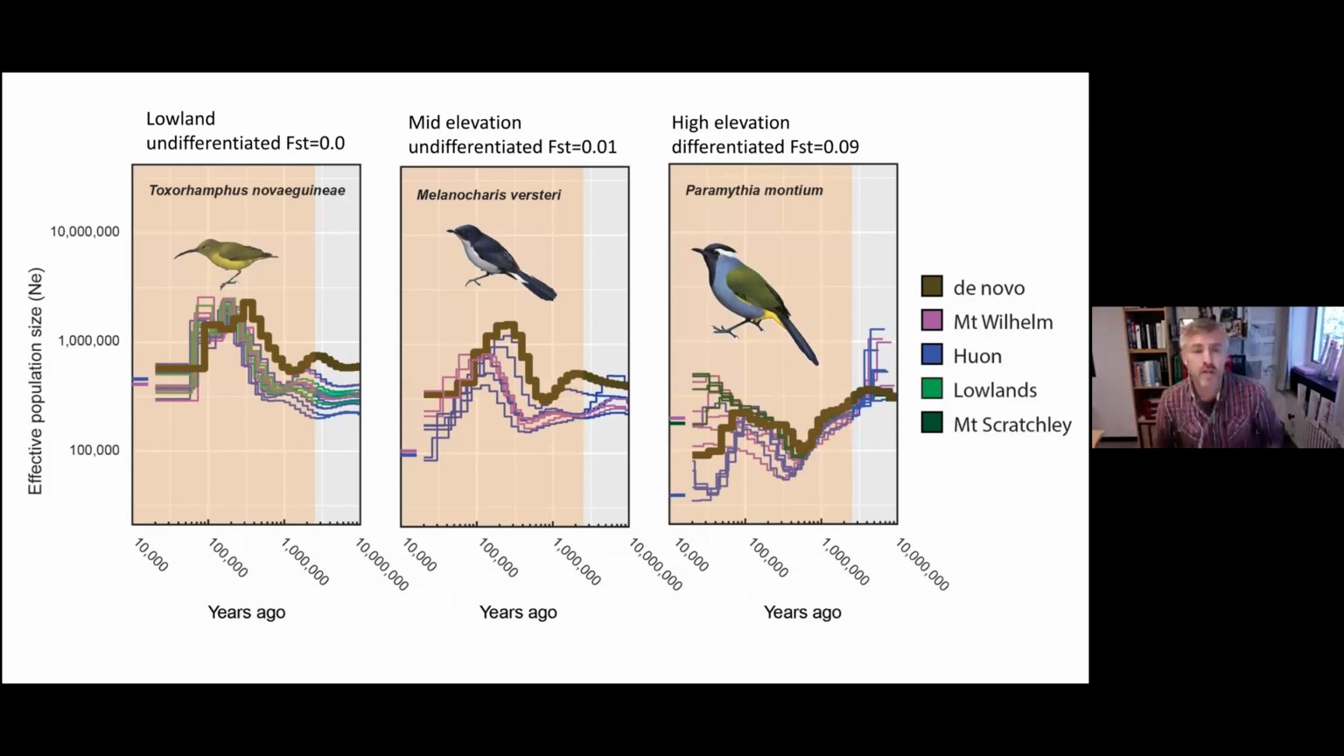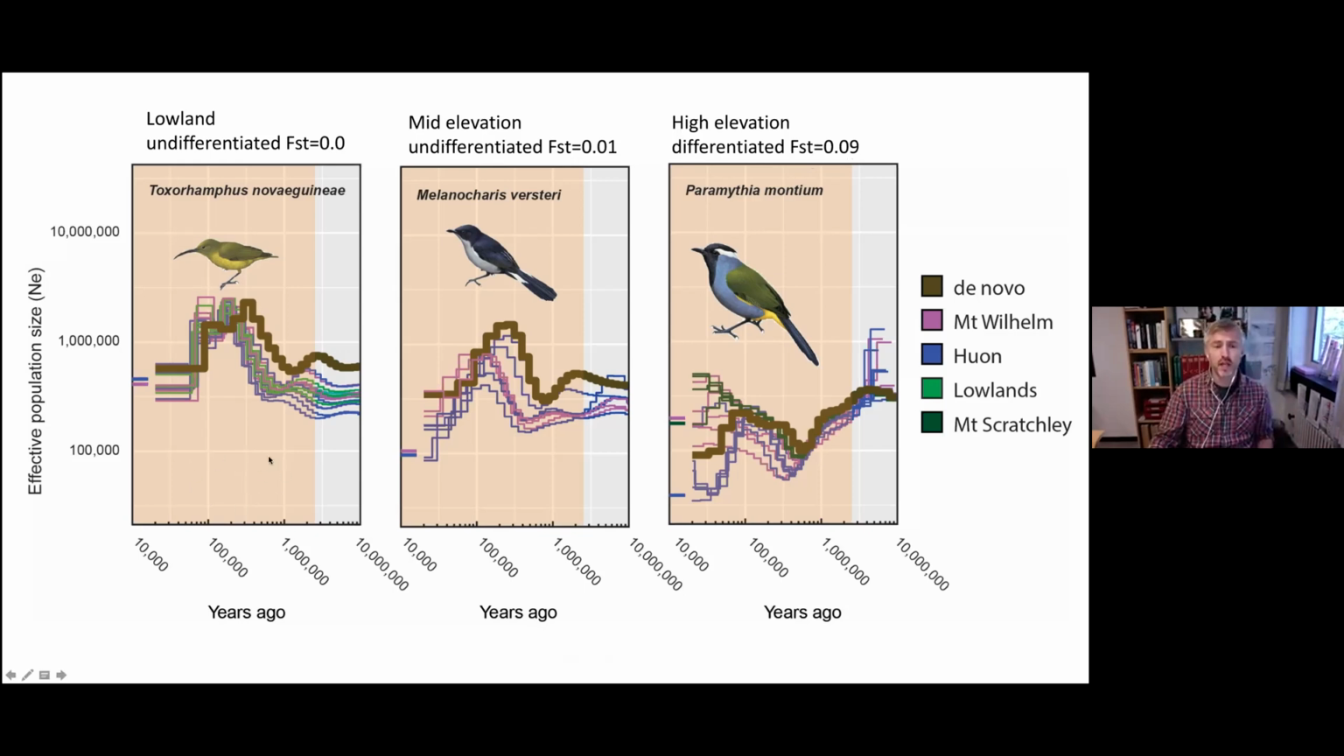Then we went on to look at the population sizes through time, and what we see here is a number of different things. So let's try and do it slowly here. So first of all, these are 3 examples of the species included in here. It's a lowland species that is essentially undifferentiated. It's a mid-elevation species that is relatively undifferentiated. We have a bunch of these mid-elevation species, and some of them are to some extent differentiated, and some of them are pretty much panmictic as well. And then we have a highland species here with an FST of 0.09. So it's relatively well differentiated between the 2 mountain regions.